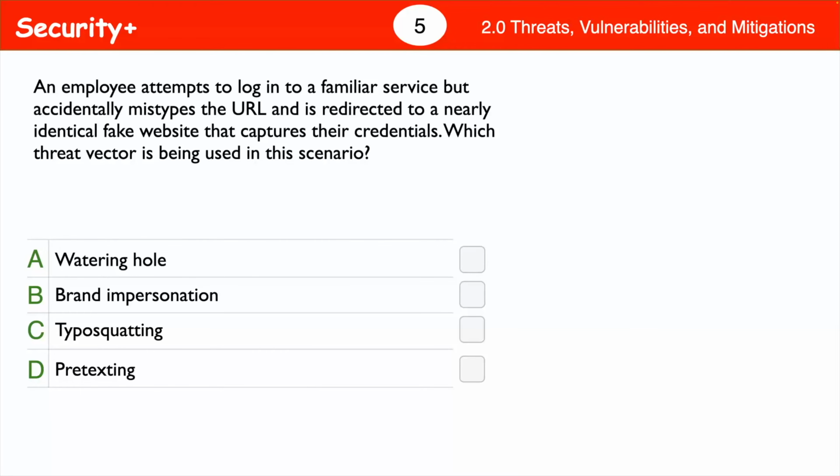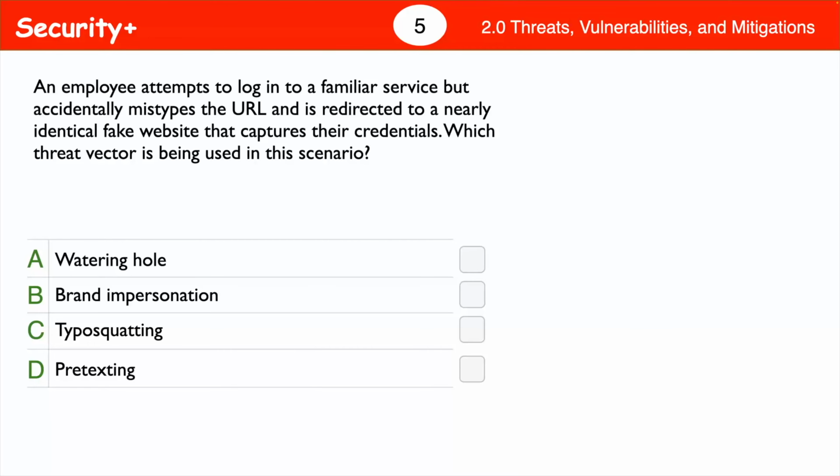Question 5. An employee attempts to log into a familiar service, but accidentally mistypes a URL and is redirected to a nearly identical fake website that captures their credentials. Which threat vector is being used in this scenario? A, watering hole. B, brand impersonation. C, typo squatting. Or D, pretexting.